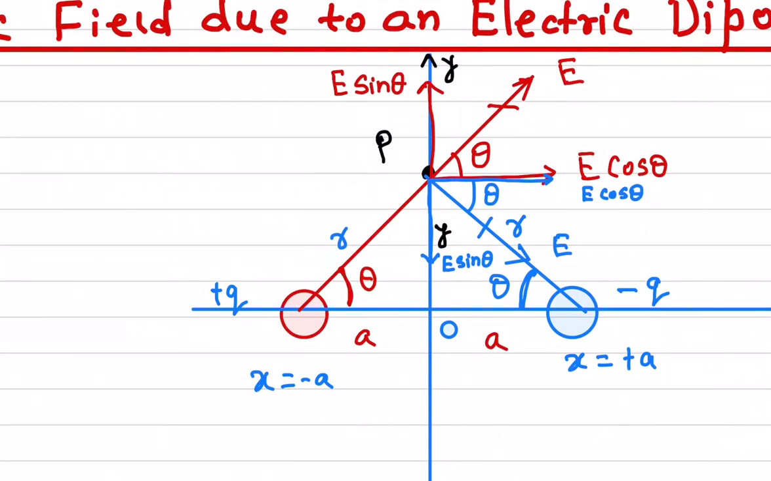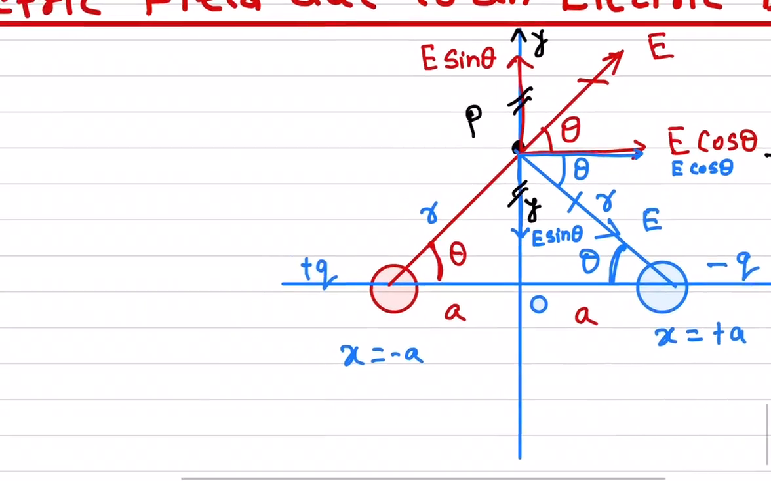So what you see is we have the two components, E sine theta and E sine theta, that are equal but opposite in direction. So these two cancel out. What does that mean? There is no electric field along the y direction. The only electric field is along the x component. So we have only the x component.